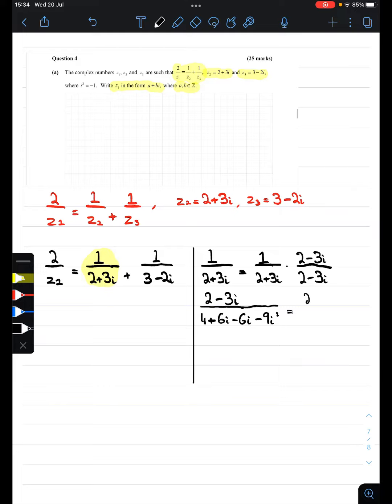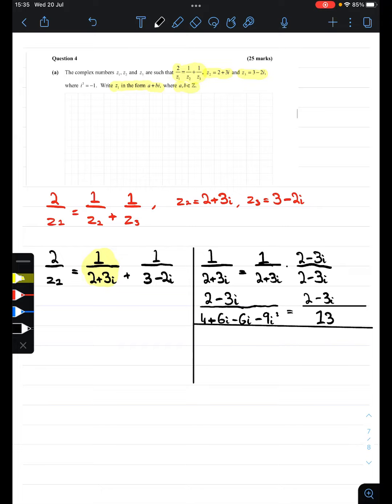So this equals 2 minus 3i, and this might not seem like an improvement yet, but the bottom will clear up nicely. The 6i and the minus 6i will cancel, and i squared is minus 1, so we can just put minus 1 in place of i squared. So then we get 4 plus 9, or let's just write that as 13. So we have an expression for 1 over z2: 2 minus 3i over 13.